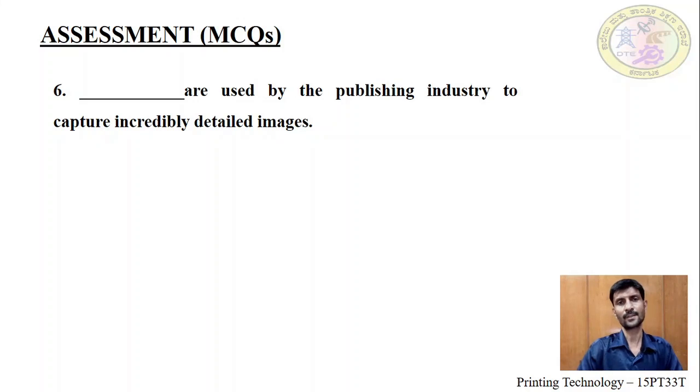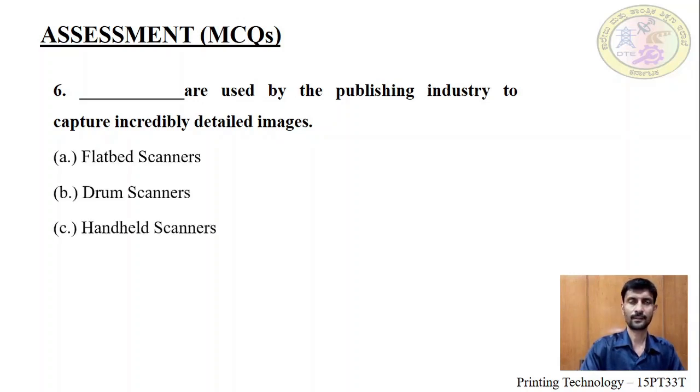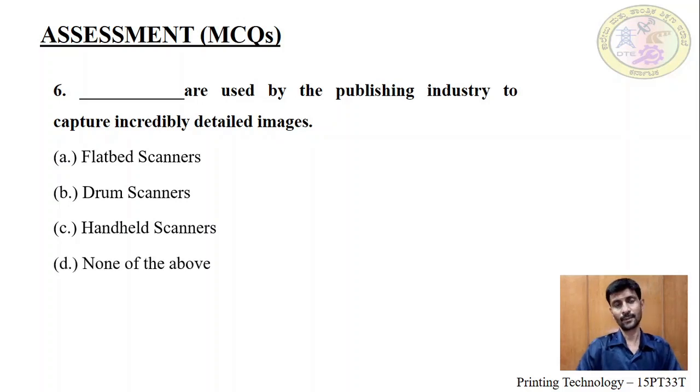Next, dash are used by the publishing industry to capture incredibly detailed images. Normally, desktop scanners produce low quality images. To get high quality images which can be used in the printing or publishing industry, the scanner should capture the high quality pixels of the images. Now you have the answer to this question, and I have given the clue also. High quality pictures have to be captured.